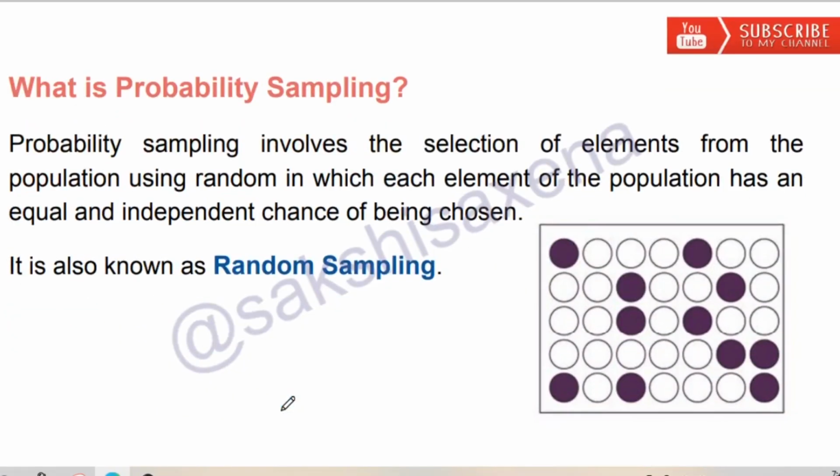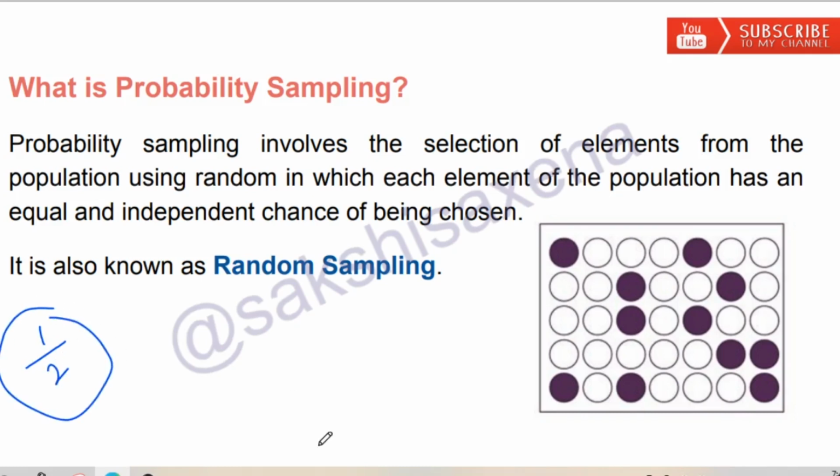So firstly, what is probability sampling? Probability sampling involves the selection of elements from the population. That means we are selecting different elements from the given population, and there is an equal chance of selecting the units from the entire data or population. So there is an equal chance of selection, that means the chance of selection is a half, we can say that.